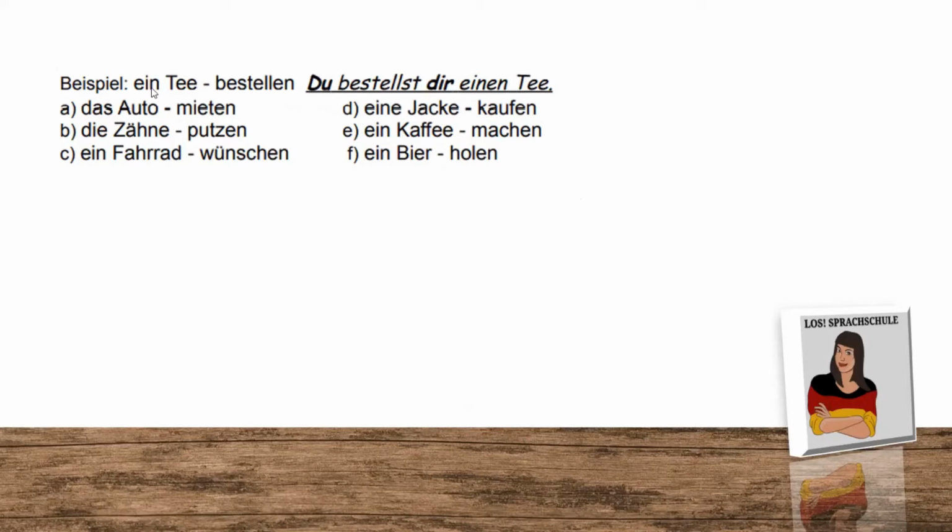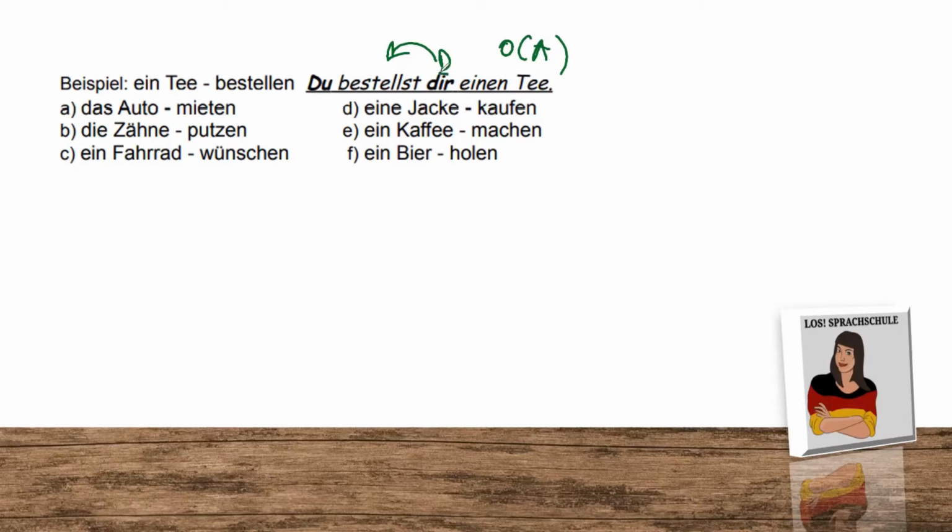Let's read. Ein Tee und bestellen. Okay. Du bestellst dir einen Tee. You are ordering yourself a tea. Our object here is accusative. And now we want to emphasize the reflection that you're ordering for yourself. And we do this with the reflection in dative, dir.